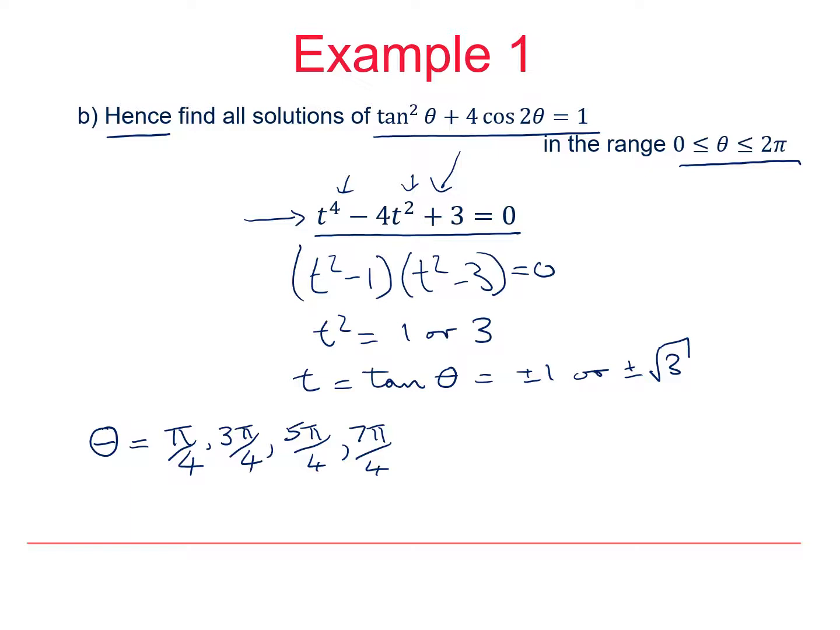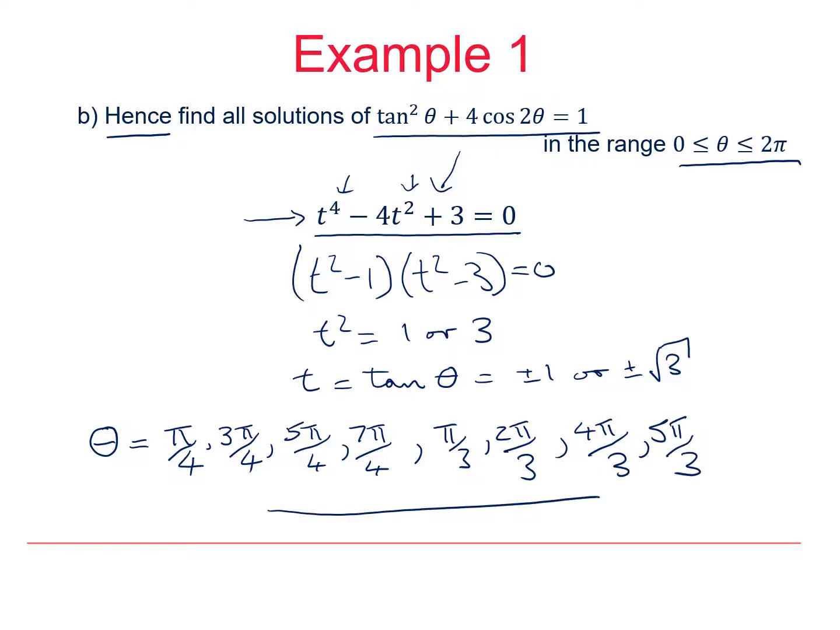And then for root 3, positive root 3, that will give me pi over 3. And for negative root 3, it'll give me 2 pi over 3. And then adding pi onto those, that'll be 4 pi over 3 and 5 pi over 3. And those are all the solutions.